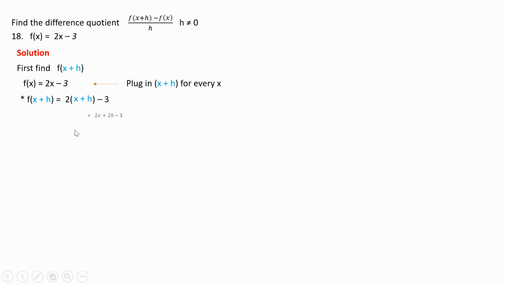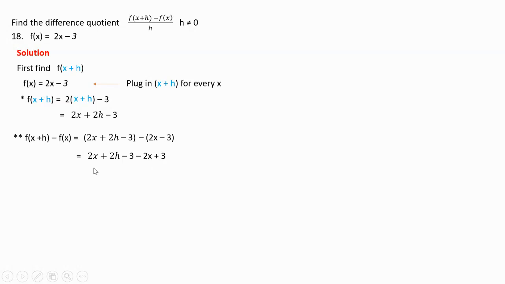Now we get to distribute. So 2 times x will give us 2x. 2 times h will give us 2h, and we bring down the minus 3. Now step 2. That's my f of x minus my f of x, right, is the original function. Now here, guys, with a negative here, I have to distribute the negative. So negative times 2x will give us negative 2x. Negative times negative 3 will give us a positive 3.